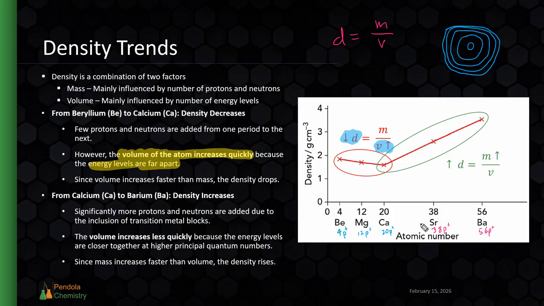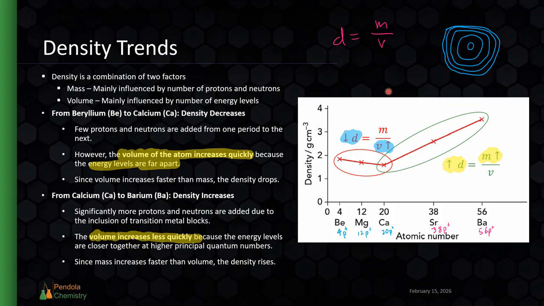So we get much larger increases in mass from the calcium to barium than we do volume. Why? Because the volume, again, as we go out towards the outer parts of the atom, the energy levels are much closer together. So the addition of a new energy level does not add as much of a volume, as much of a distance. So the mass increase is much larger than the volume increase, and so the density now increases. So volume increases less quickly and mass increases more significantly from calcium to barium, and that's why the density goes up.